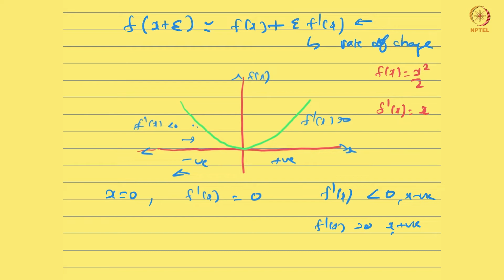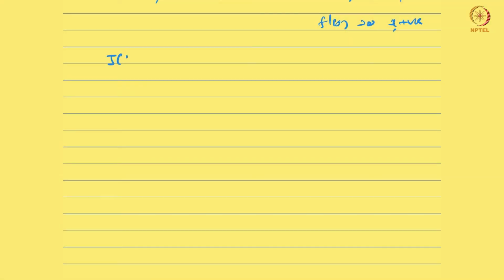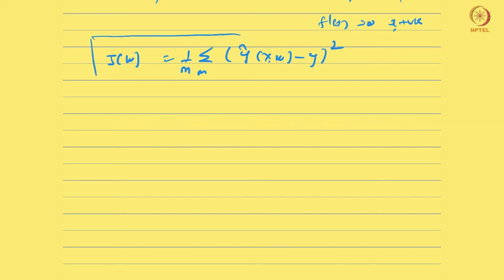So what if we have multiple variables, multiple inputs? For instance, our J of w, which is our loss function. We have 1 over m times the summation over m of (y hat of x, w minus y) squared. So this is our J of w, this is our loss function. The inputs are like this: if we have n features, we have n plus 1 weights.